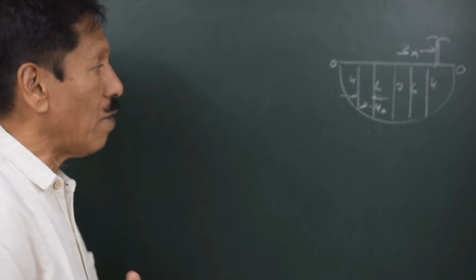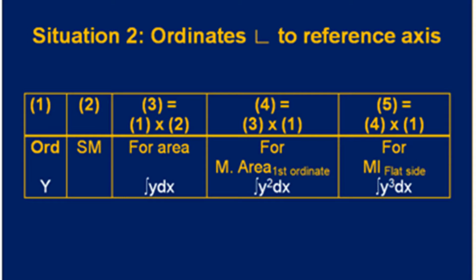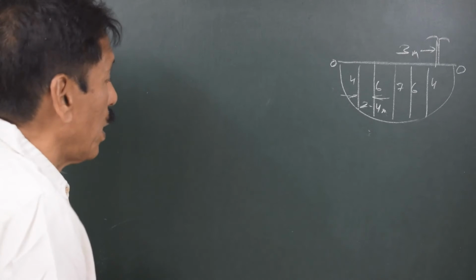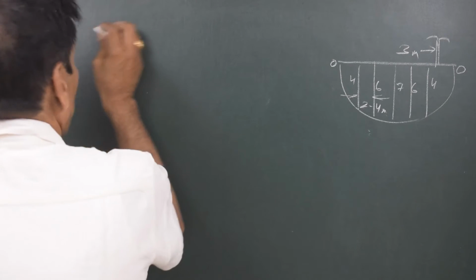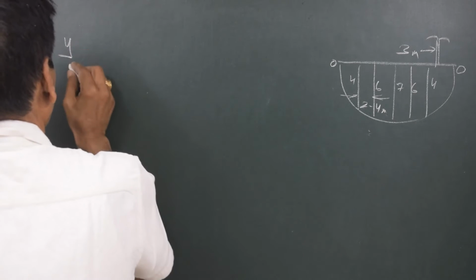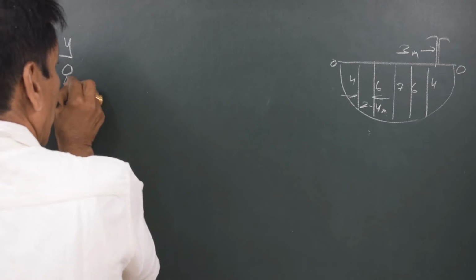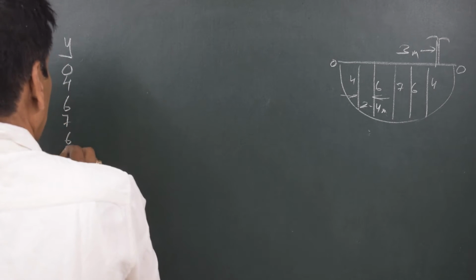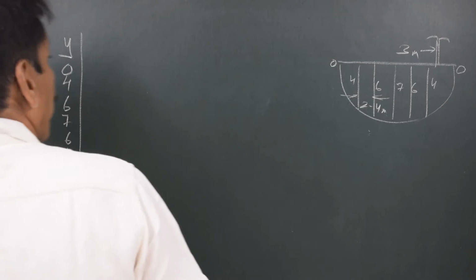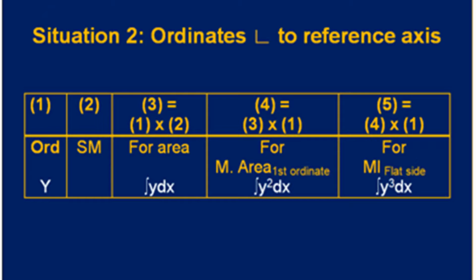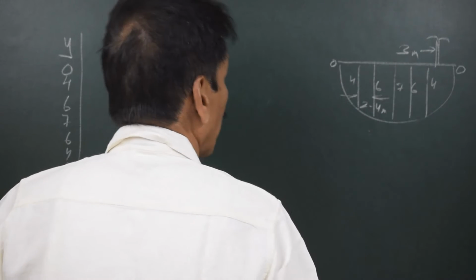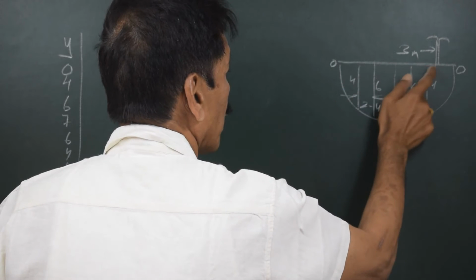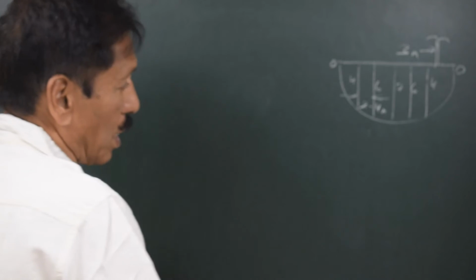Now we have to have a format in which we will take care of this situation whereby the ordinates are perpendicular to the reference axis or perpendicular to the water level. The table will have y, that is the ordinate. We'll write down the ordinate 0, 4, 6, 7, 6, 4, 0. Now the number of segments are 1, 2, 3, 4, 5, 6. Number of ordinates are 1, 2, 3, 4, 5, 6, 7. Number of segments is 1 less than number of ordinates.